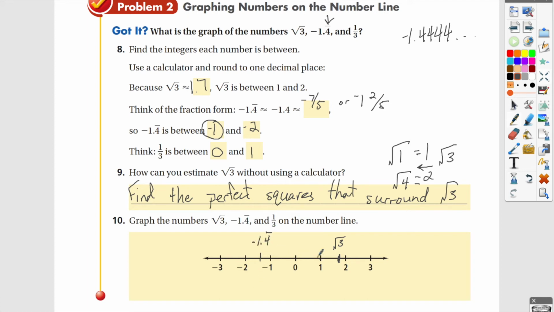And last but not least, 1/3. 1/3 is in between 0 and 1, again, but it's going to be below 1/2. So if the 1/2 mark is right here, 1/3 is going to be somewhere around right there, and I'm going to put 1/3. Good work.